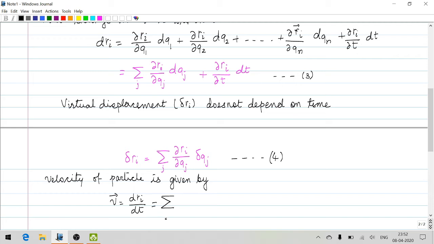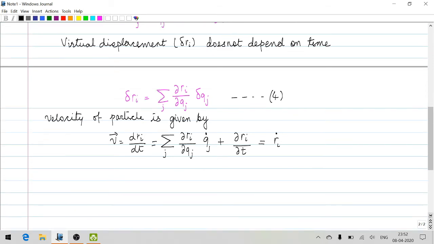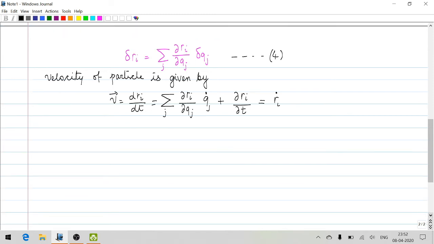summation over j, dou Ri upon dou Qj, dQj upon dt is Qj dot, plus dou Ri upon dou t. And this we also write as Ri dot. Now let us differentiate this with respect to Qj dot.